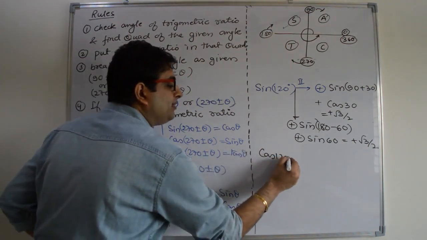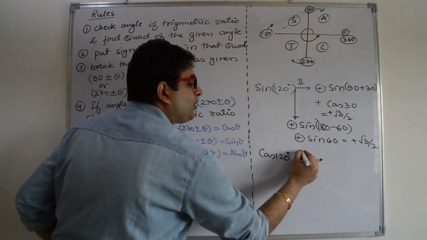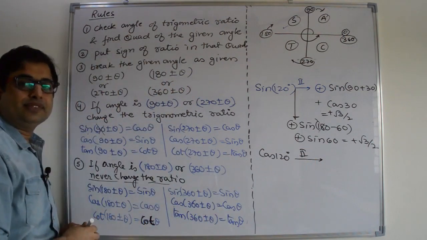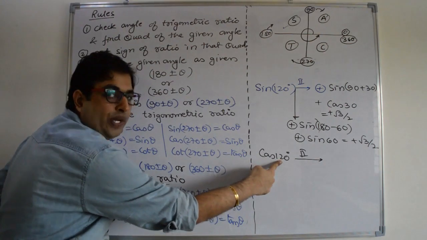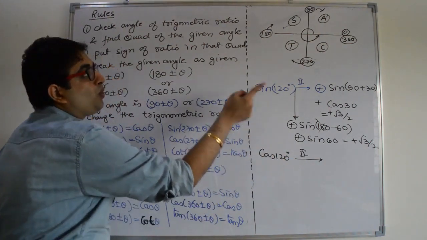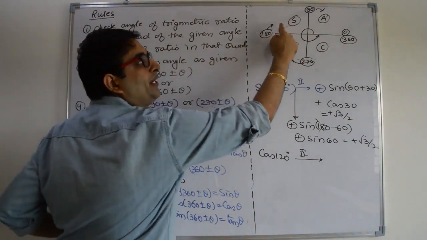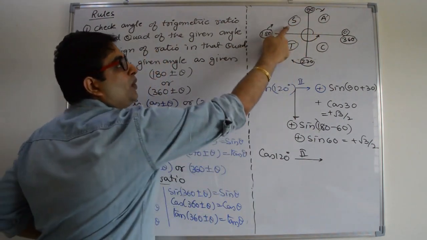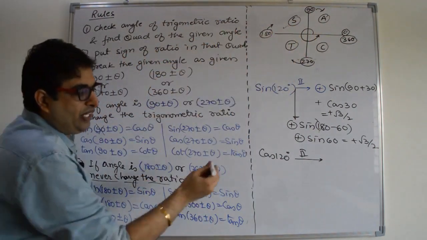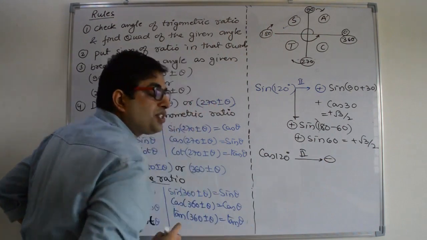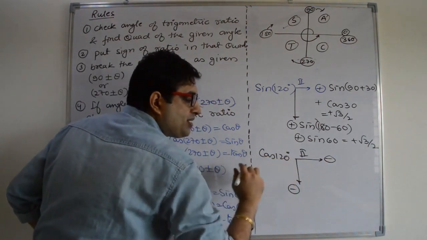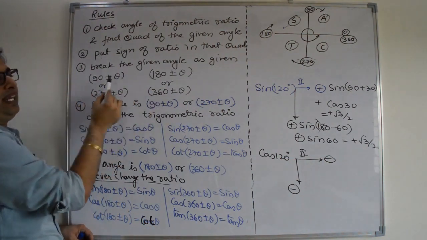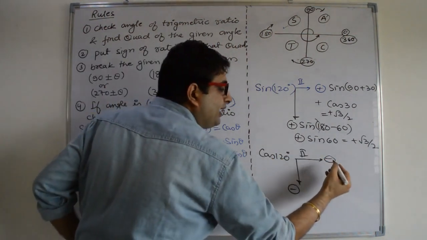Cos 120 degree. I am taking cos 120 degree, right? Again, first step, check the angle 120. Check the quadrant, second quadrant. In second quadrant, sine is positive, but we have cos, so our answer should be negative. There are two different ways. Now break the angle.